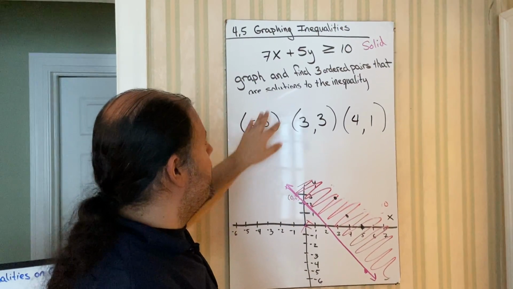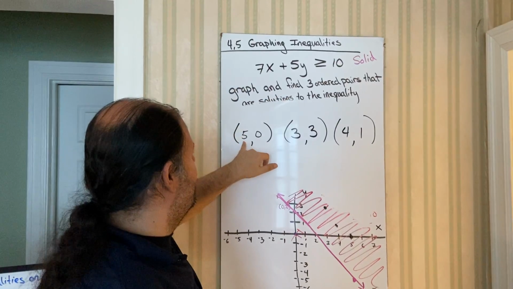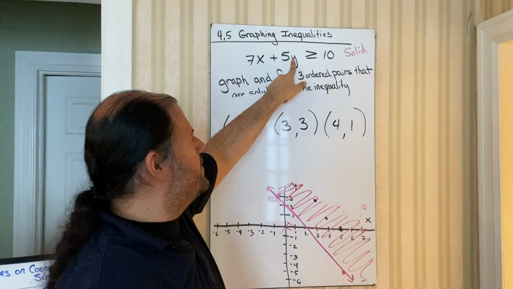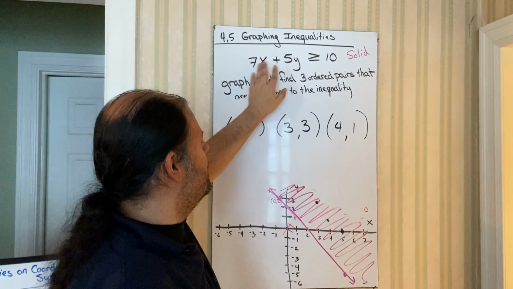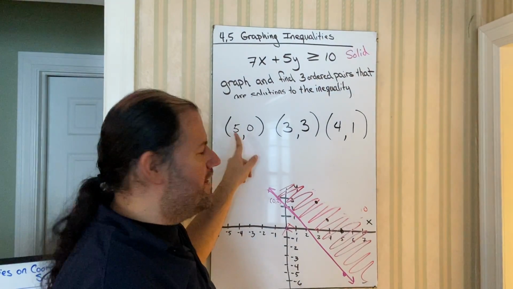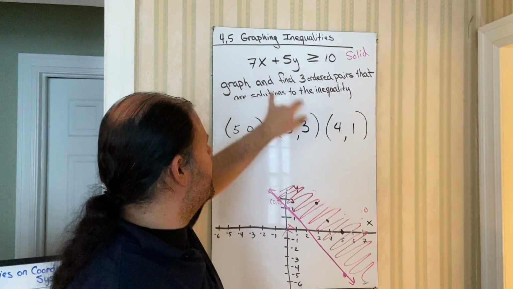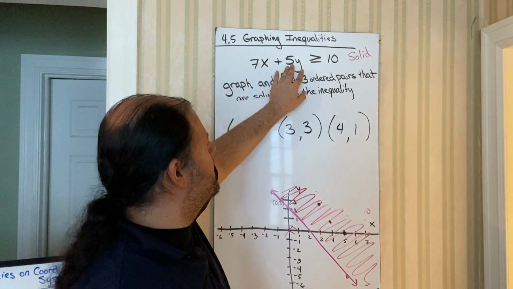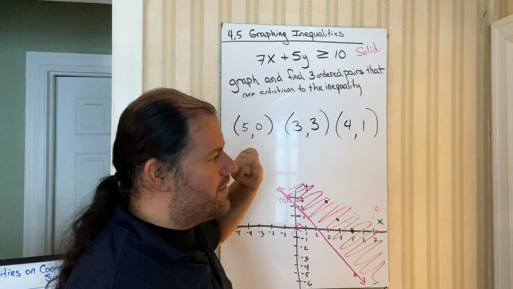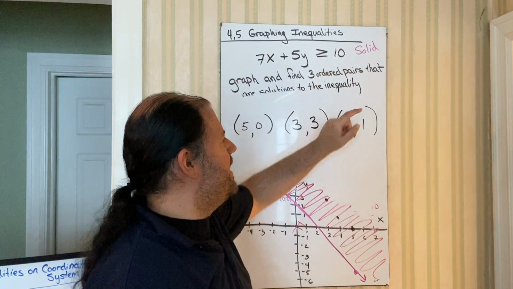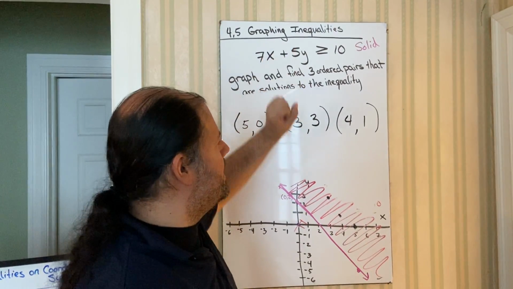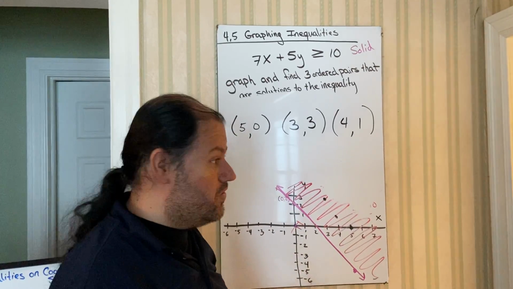If you plug all these in, you get a true statement. Plug in 7 times 5 is 35. If I plug in a 0 here, 0. Is 35 greater than or equal to 10? Yeah, 35 is greater than 10. True statement. If we did 3, 3, this would be 21. This would be 15. 21 plus 15 is 36. Yep, that is greater than 10. True statement. Again, that is a solution. Remember, anything plugged in that gives you a true statement is a solution.